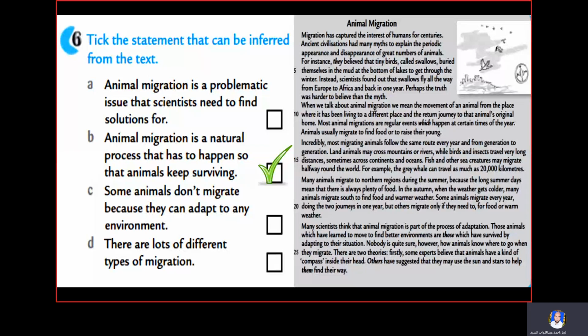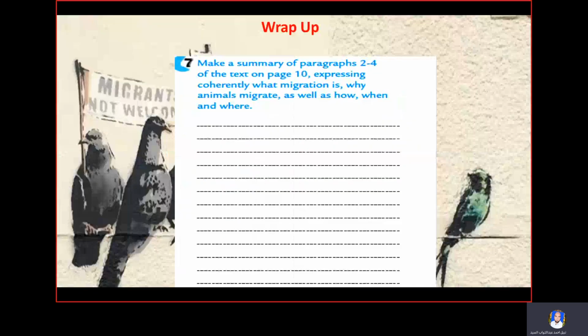Wrap up. Now you are going to make a summary of paragraph 2, 3, and 4. Read paragraph 2, 3, and 4 of the text on page 10, expressing coherently what migration is, why animals migrate, as well as how, when, and where. How many sentences are you going to write? 1, 2, 3, 4, 5. 5 sentences. You are going to answer the questions.